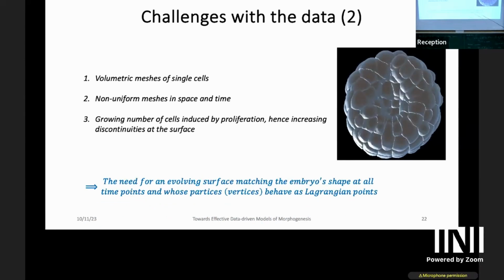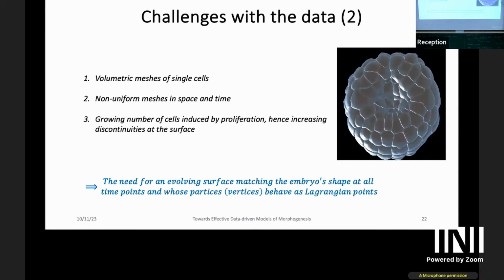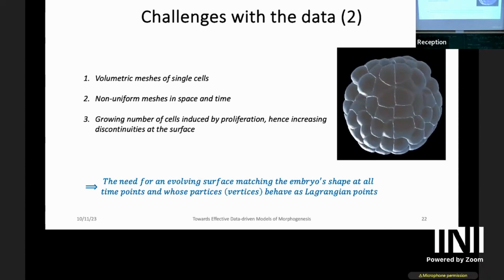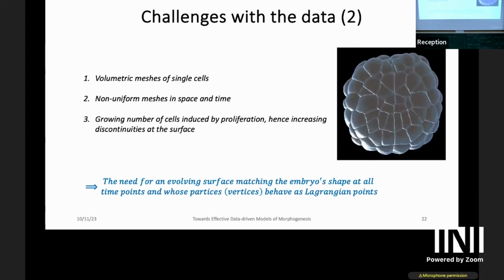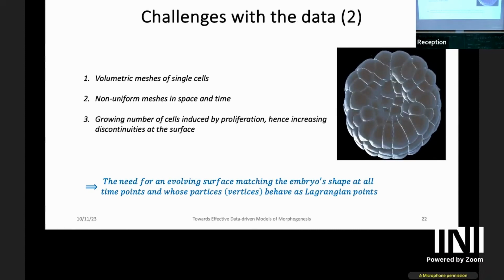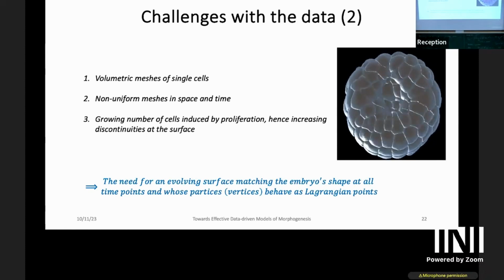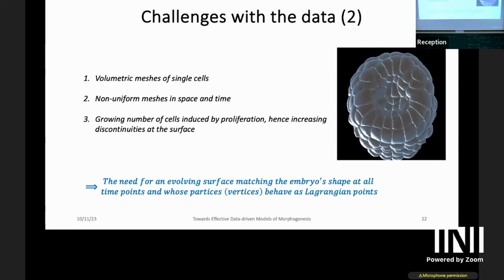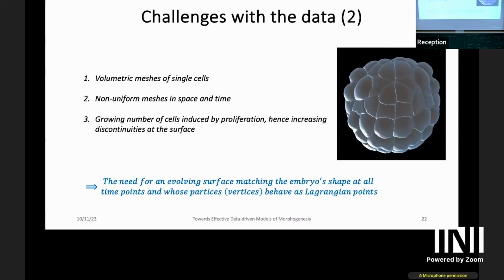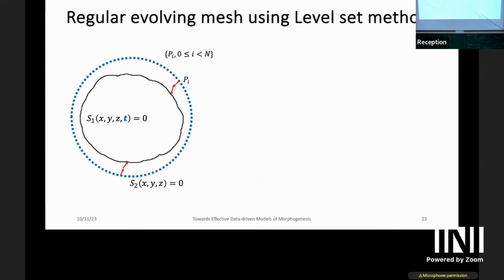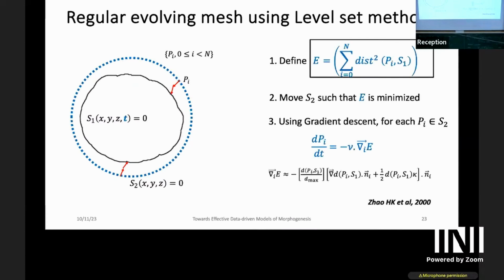So what we want to do, based on this data, is to create a mesh that represents the evolving embryo surface. And if we have that, and we track every vertex of this mesh in time, then maybe we can compute velocities and stuff like that, and then we can analyze the movement in a very interesting way. So in order to do that, we use a level set method.